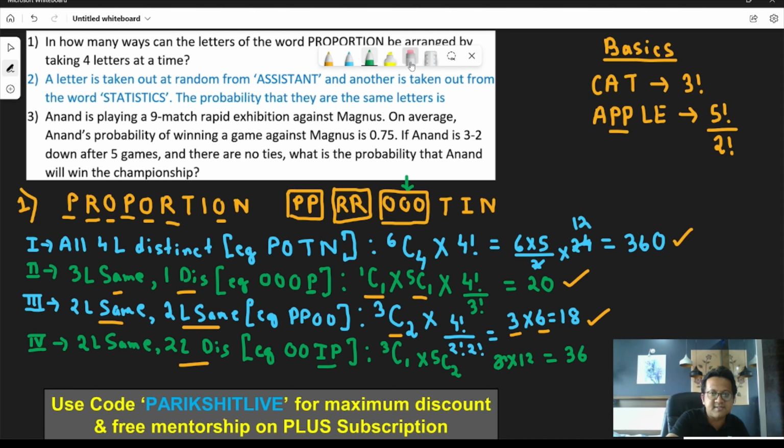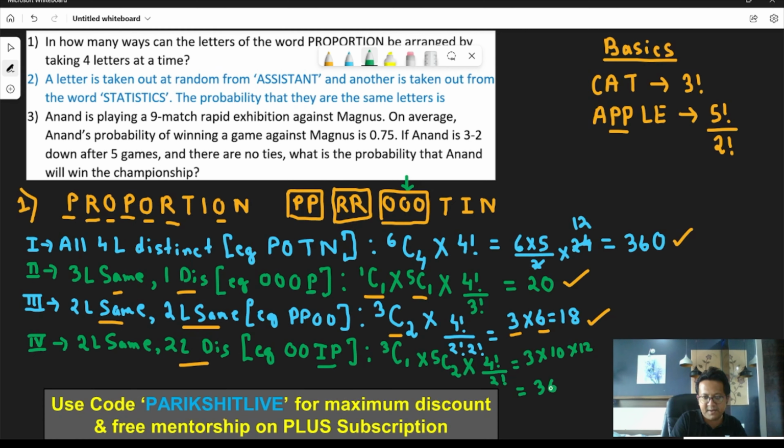So into, how much is this? Into 5C2 into how much? You multiply, and this will be 4 factorial divided by 2 factorial. So 3C1 is 3, 5C2 is 5 into 4 by 2 is 10, and then 24 by 2 is 12. So this comes out to be 13 to 2, 360.